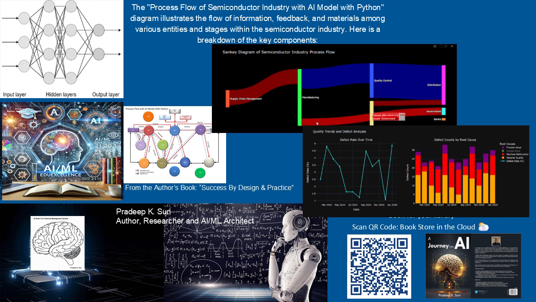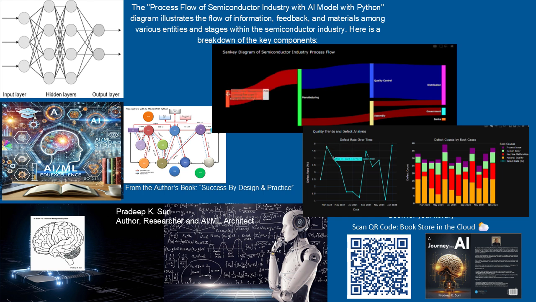This AI model would use Python to analyze, predict, and optimize each of these flows, potentially improving efficiency, reducing delays, and optimizing resource allocation across the semiconductor manufacturing process. The diagram also illustrates the process flow of the semiconductor industry integrated with an AI model to optimize and automate various industry processes. Each entity, represented by colored circles and rectangles, plays a specific role in the semiconductor production ecosystem.